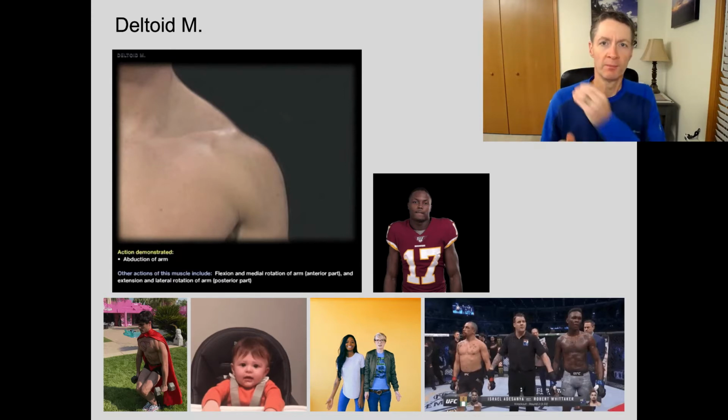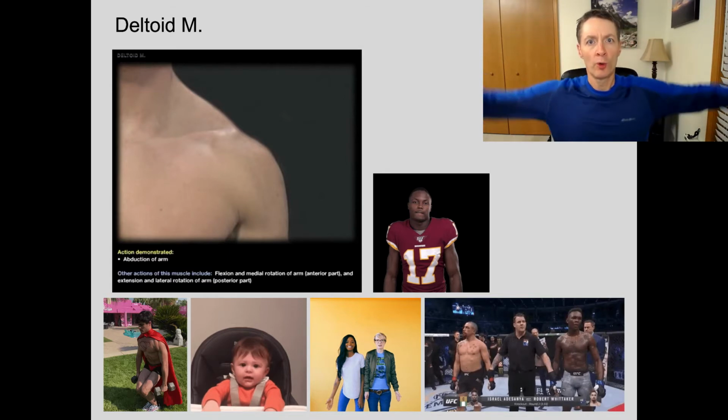The deltoid starts up here on the acromion and the clavicle, and it inserts, the part that moves in other words, on the deltoid tuberosity out here on the outside, okay? So you want to be able to identify that as the deltoid. What's it going to do? Well, it's going to pull up on the outside of that humerus bone. We're going to get arms flying out to the side.